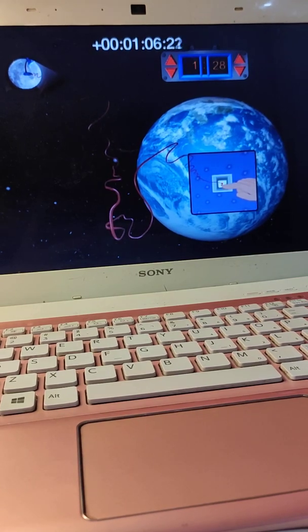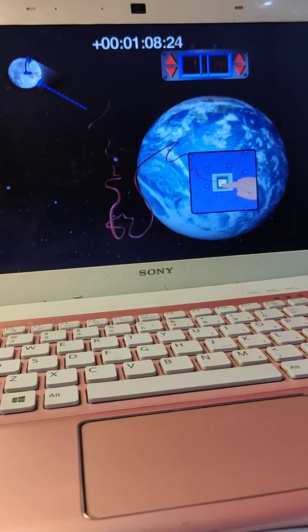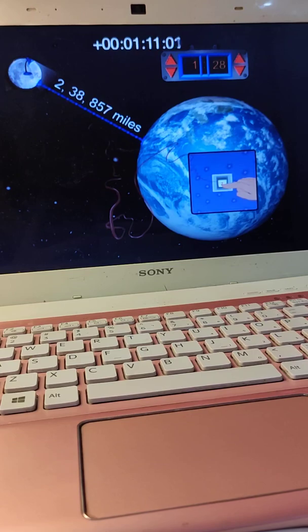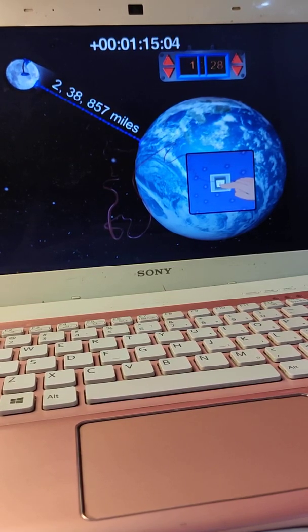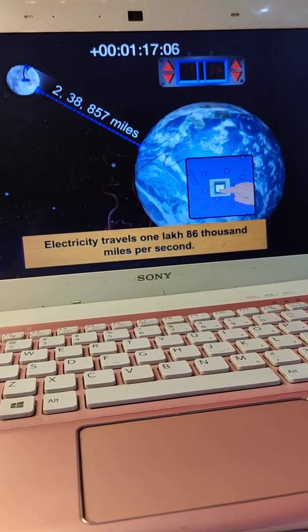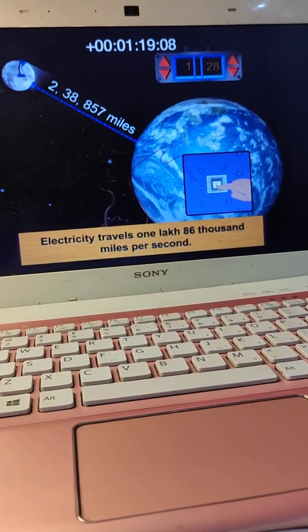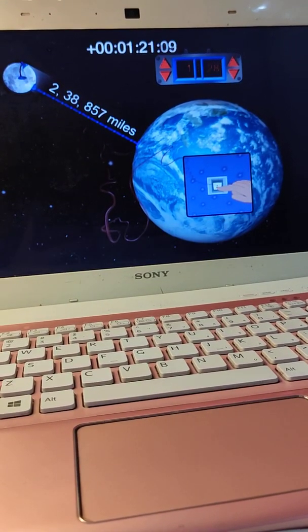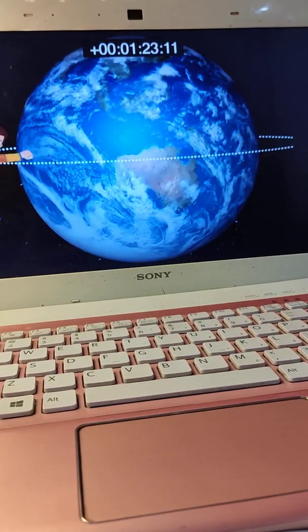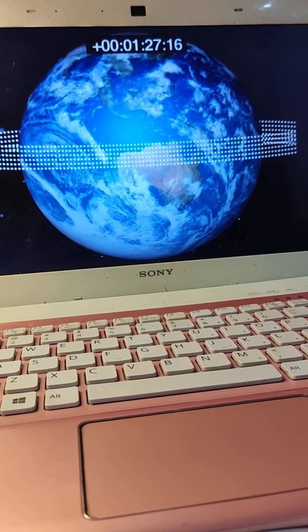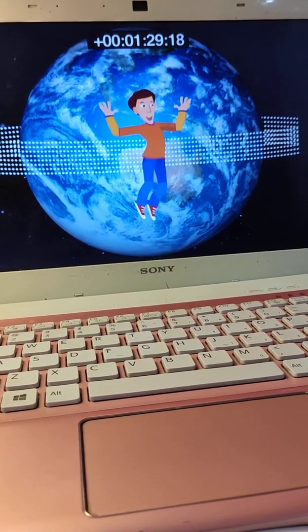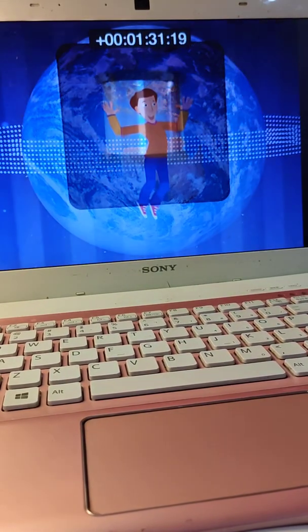only 1.28 seconds for it to light up 238,857 miles away. Electricity travels 186,000 miles per second. That's fast. If you could travel that fast, you could go around the world 8 times in the same time it takes to turn on a light switch.